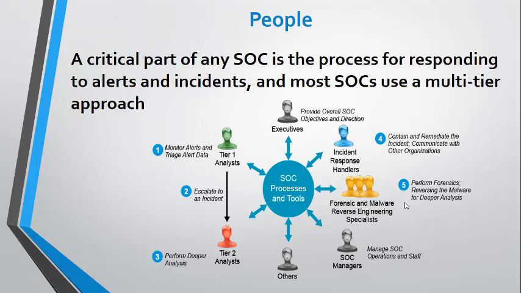The tier 1 analysts monitor alerts and triage alert data, and then escalate the incidents to the tier 2 analysts, who perform deeper analysis. The tier 2 analysts send that information to the incident response handler team, who will contain and remediate the incident, communicate with other organizations, and then move that information to the forensic and malware reverse engineering specialists, who will perform forensic analysis and reverse the malware for deeper analysis.